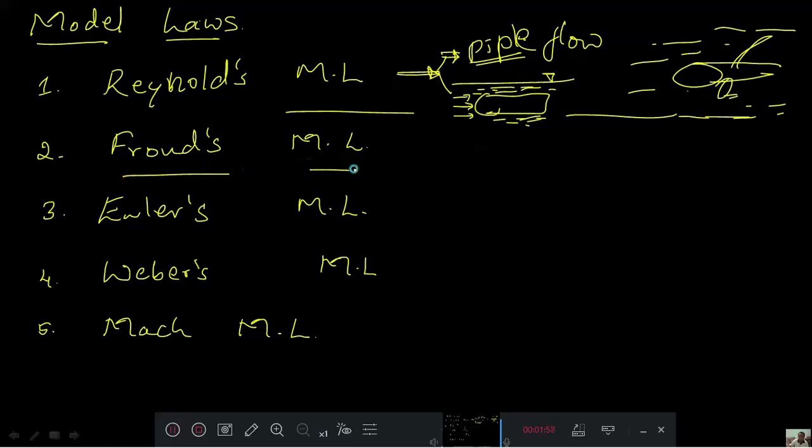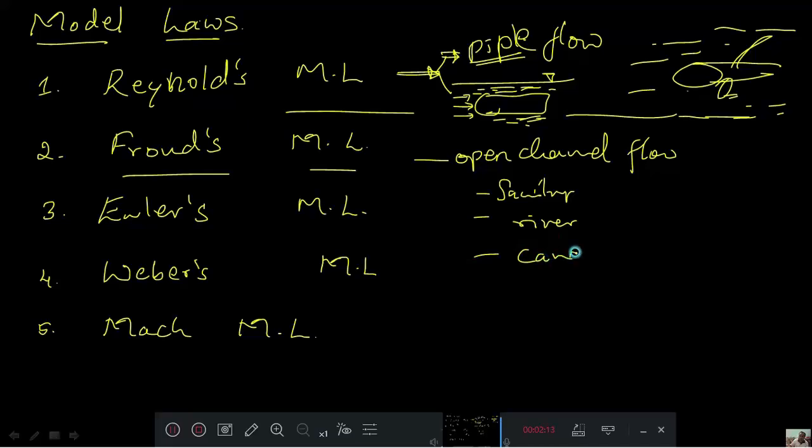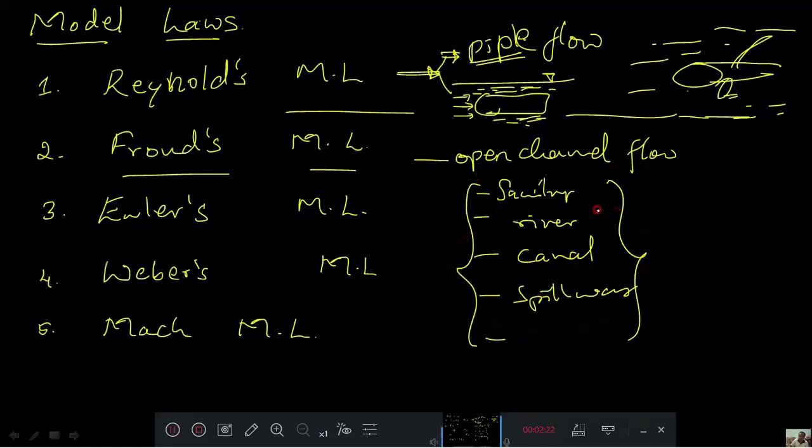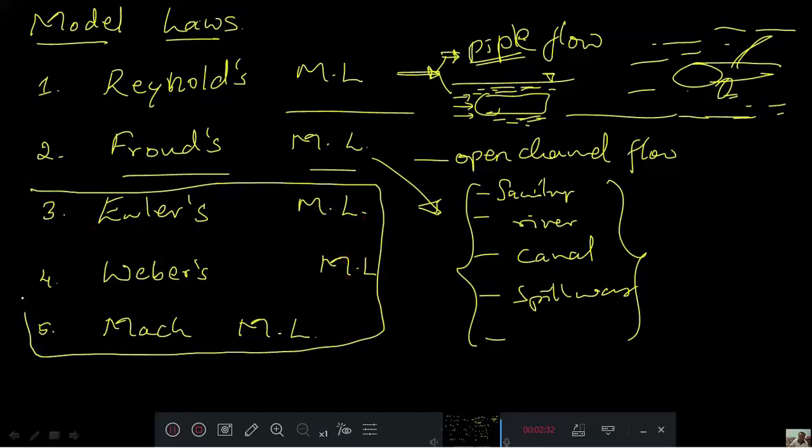Then Froude's model law, we are going to use it for open channel flows. Open channel flow, that is sanitary flows or river flow or canals or spillways, dams. When you make a prototype and model of these, then you will use Froude's model law. Then Weber's model law, and as per the syllabus, these are not included for you.